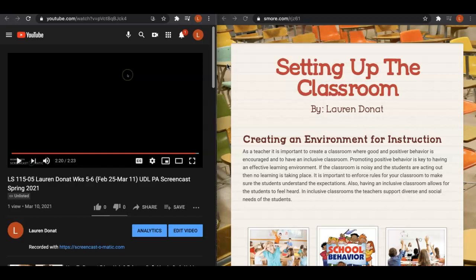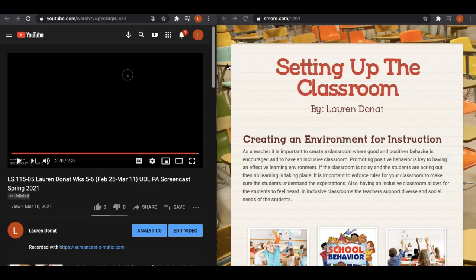On the s'more, it says, as a teacher, it's important to create a classroom where good and positive behavior is encouraged and to have an inclusive classroom. Promoting positive behavior is key to having an effective learning environment. If the classroom is noisy and the students are acting out, then no learning is taking place. It is important to enforce rules for your classroom to make sure the students understand the expectations.